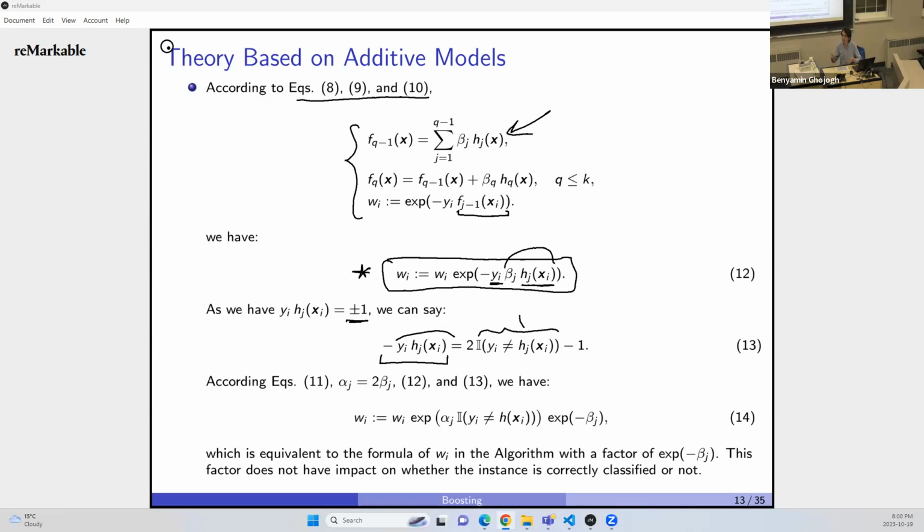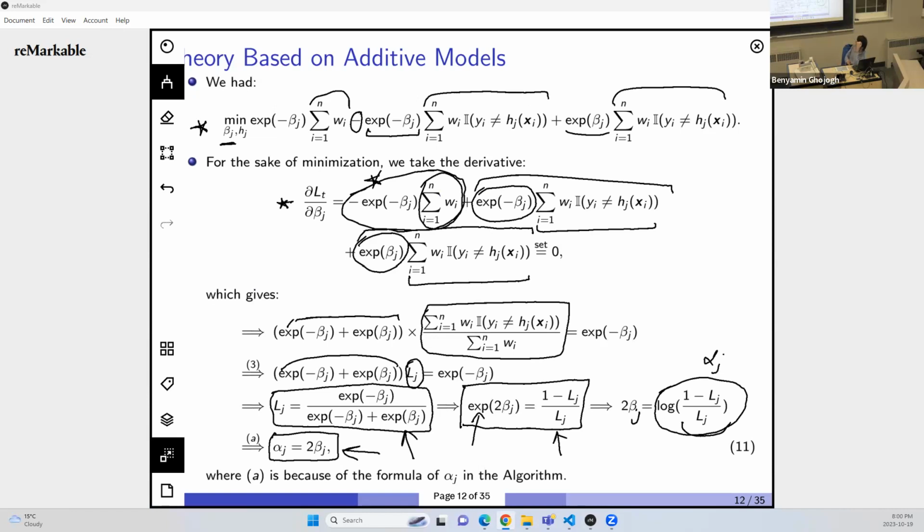Now the proof of this for correct classification. If yi equals hj of xi, this indicator function becomes 0. 2 times 0 minus 1 becomes -1. The left-hand side also, this part is 1. -1 times 1 becomes -1. Right? Interesting. So this is true. Now, as a result, by the way, we know that alpha j, we just proved that here. Here, alpha j is 2 beta j. Agreed? We just proved that.